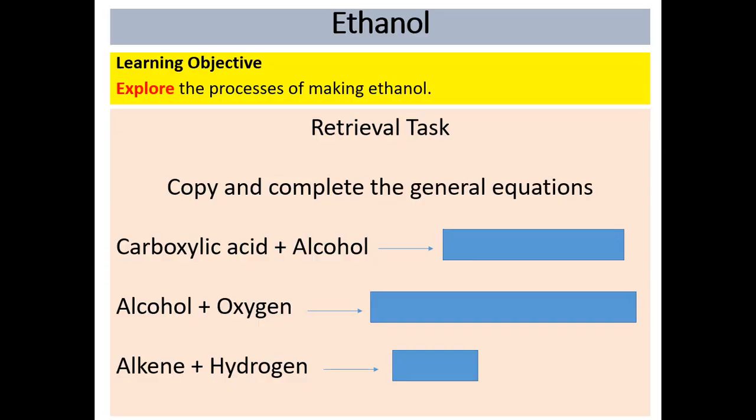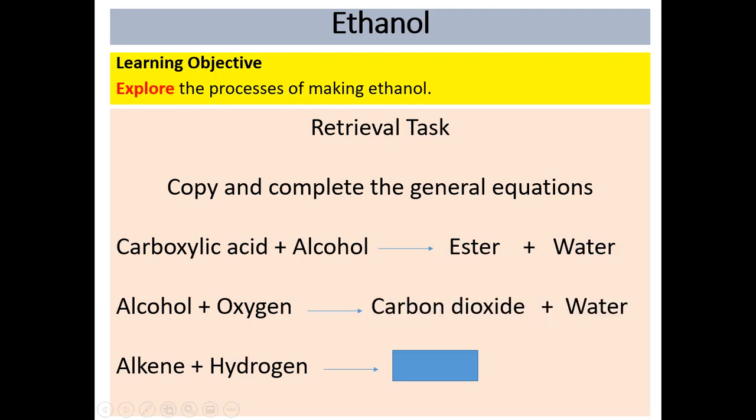Lovely, so let's go through the answers. So a carboxylic acid and an alcohol makes ester plus water. Alcohol plus oxygen makes carbon dioxide and water, because any reaction with oxygen is an oxidizing reaction, but technically as well combustion.